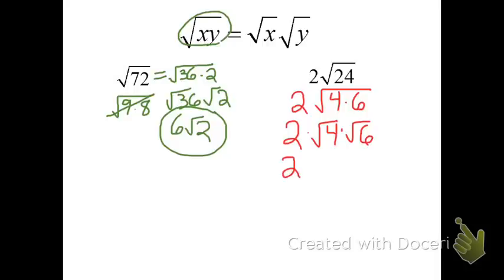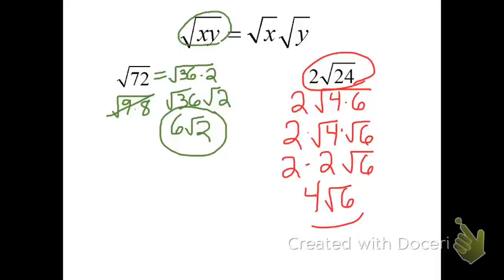Well, the square root of 4 can be simplified because it's a perfect square. So now I'm going to rewrite it as 2 times 2 times the square root of 6. Well, 2 times 2 would be unsimplified if we left it like that. We know that equals 4, so we can rewrite that as 4, and then the square root of 6 just stays the square root of 6. So 2 root 24 becomes 4 root 6.